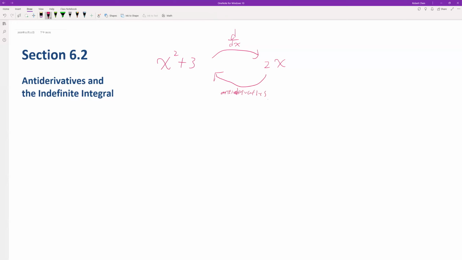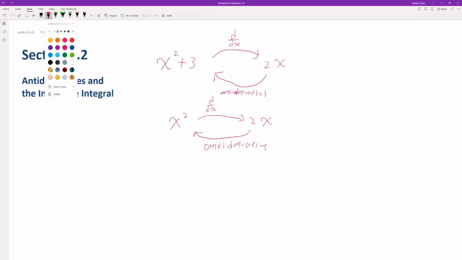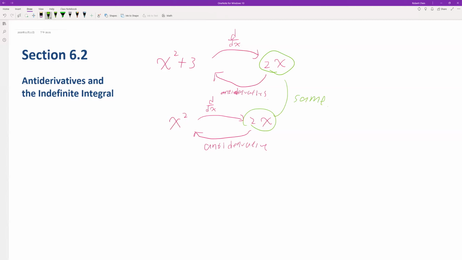Now I'm going to introduce another function, x squared, and when we take the derivative, we get the same thing, 2x, and the antiderivative is also this. One thing you will see is that these two functions, x squared plus 3 and x squared, both have the same derivative, which is 2x. But when you take the antiderivatives of 2x, you actually get two different things: x squared and x squared plus 3, where we have this extra constant that we are not seeing in x squared.